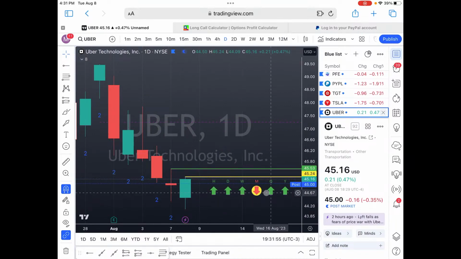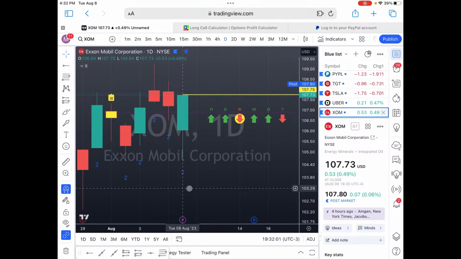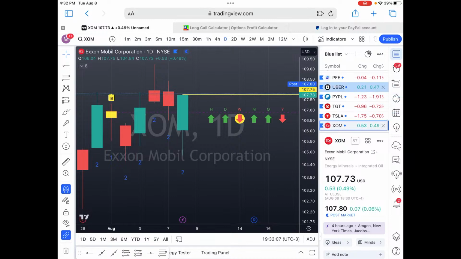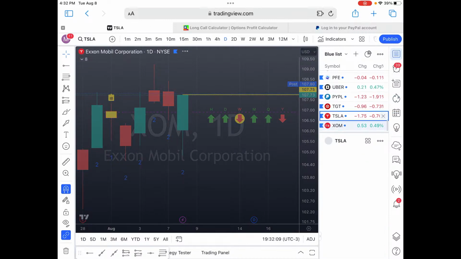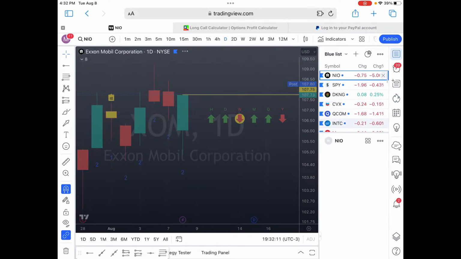Uber's got a 2 down green. It's got good time frame continuity back to the upside, so we can look for calls at 45.24 on Uber. XOM has a 2 down green as well, so we can look for the calls on XOM. And that is the list, guys.